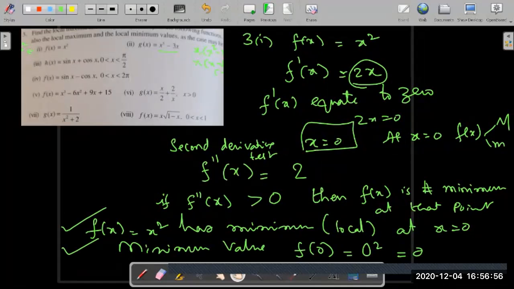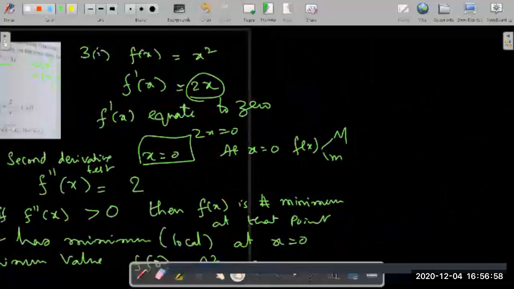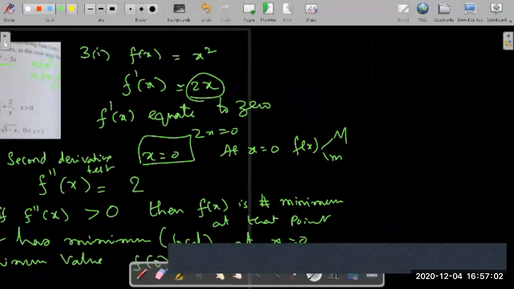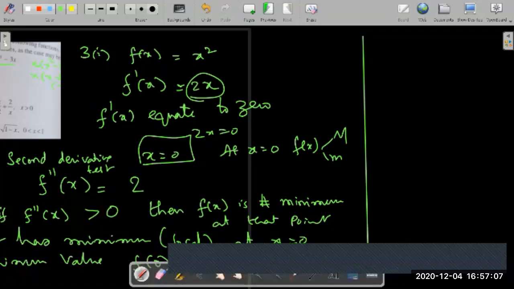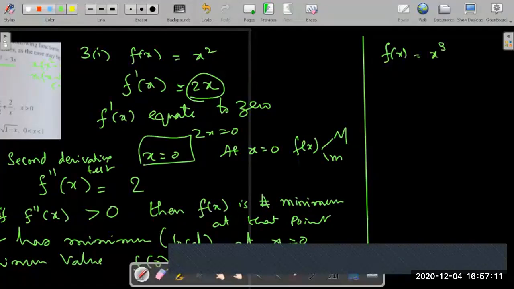Second one, x cube minus 3x. f of x is x cube minus 3x.